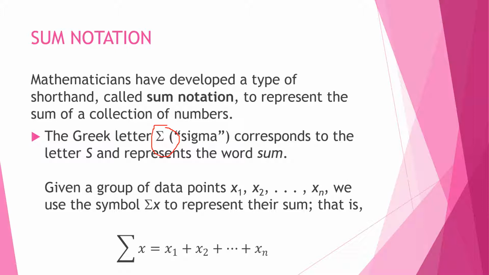Given a group of data points, x1, x2, all the way to xn, we can use the symbol, the sum of x, to represent their sum. Right, so hopefully you just saw how I read that. Let's see if I can underline it here. Right, so right here, that is read as the sum of x. So we're using the symbol sigma x, or the sum of x, to represent their sum. So that is, if you see sigma x, that means add up all of your data points, x1 plus x2 plus all the way to xn.